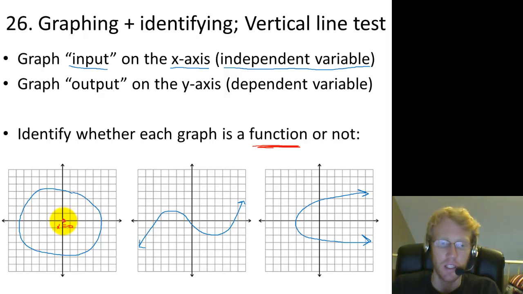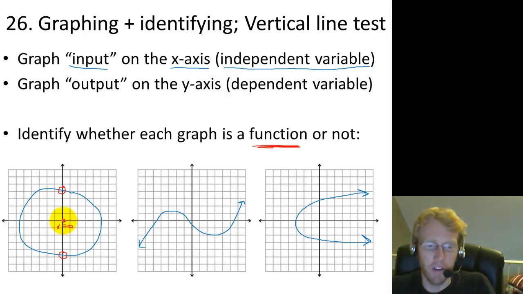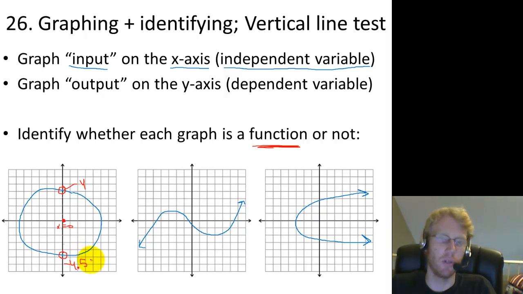So if I'm sitting here, I look for the output value and I see it right here, but I also see it right here. So I can see that if I input x equals 0, I have two possibilities. The first possibility is around 4, and the second is like negative 4.5 or something like that. So if I input a 0, I have two different outputs, and that's not a function because a function has exactly one output for each input. So this one is not a function.